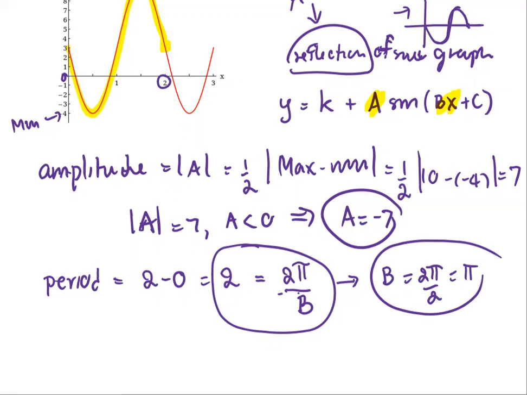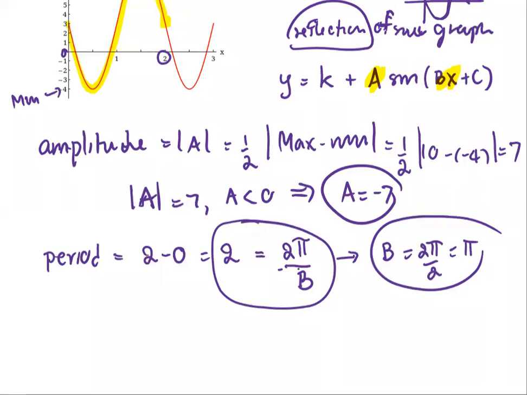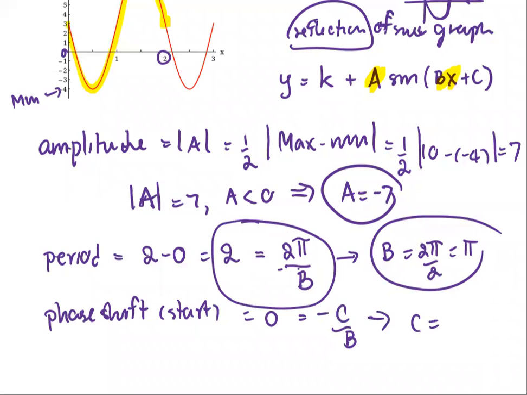Next part, we're going to find C. C is used to compute the phase shift. Phase shift is the beginning point of the cycle. Since the graph starts at 0, and 0 equals C divided by B, which is the formula that we use to compute the phase shift, and B is pi, therefore C equals 0. Now we got another number, C.